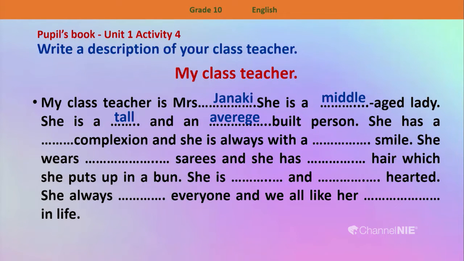There's a clue, an, so you have to write a word beginning with a vowel sound. She has a blank complexion. Yes, skin color. She has a fair complexion and she is always with a smile. We need an adjective to describe her smile. Pleasant. Yes, she has a pleasant smile. Mostly your teachers have a very pleasant smile even though they are very stressed.